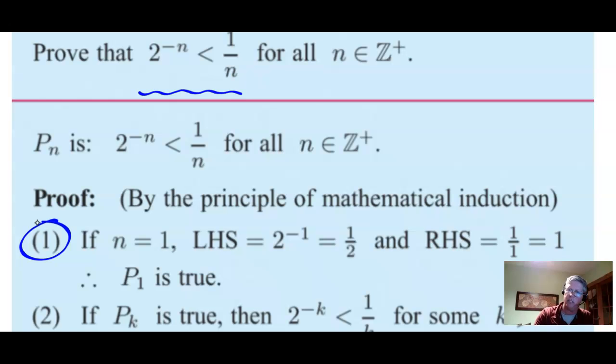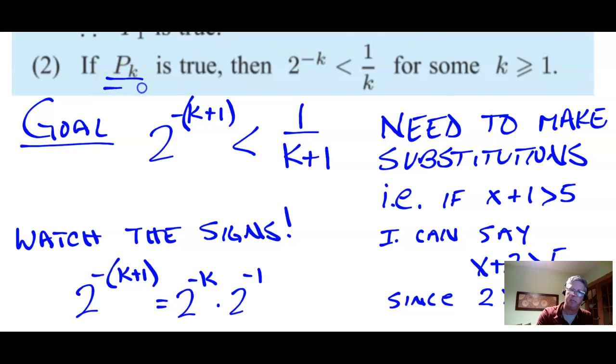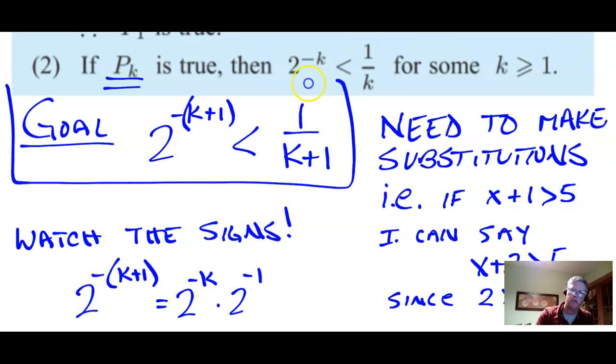So now we go to the second step. We're going to assume that P(k) is true. So we are now saying that 2 to the negative k will always be less than 1 over k. All right, so this is our goal. This is what we want to show. This is what we want to get to. And so here we go. I'm going to write 2 to the negative (k plus 1), and I know that's equal to 2 to the negative k times 2 to the negative 1. Remember what I want.